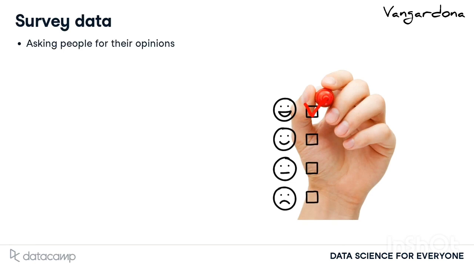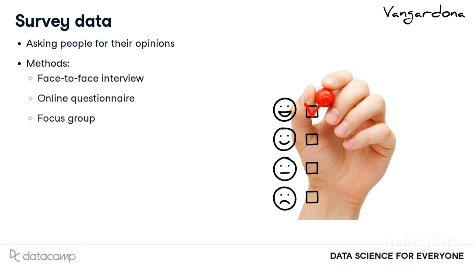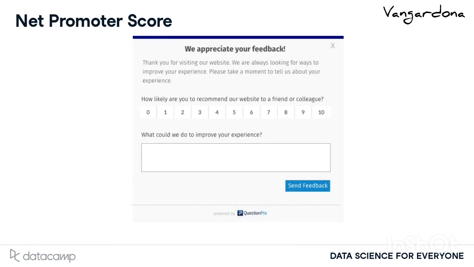This can be, for example, in the form of a face-to-face interview, online questionnaire, or a focus group. You've likely answered a question as shown in the image before. This is a very common type of survey data used by companies, the Net Promoter Score, or NPS, which asks how likely a user is to recommend a product to a friend or colleague.